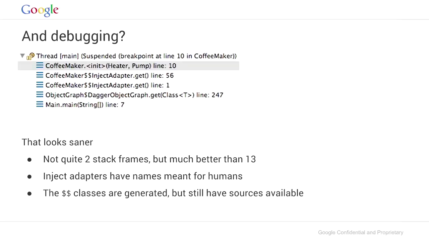But the most important bit is those inject adapters have source. You can look at it all the time, without exception. You can always go look at exactly what it is doing. So you have a clear path of code from your main method all the way down to the coffee maker constructor. So I claim that you can look at the code.